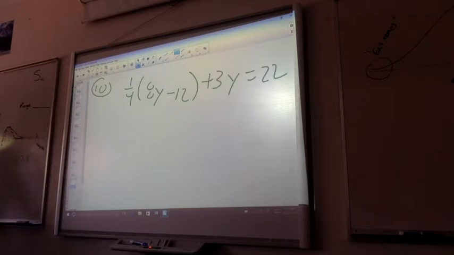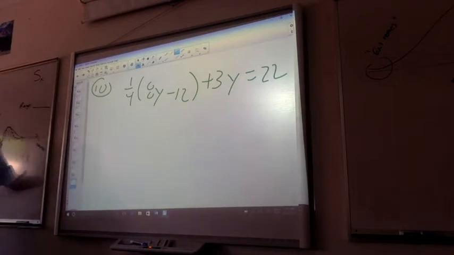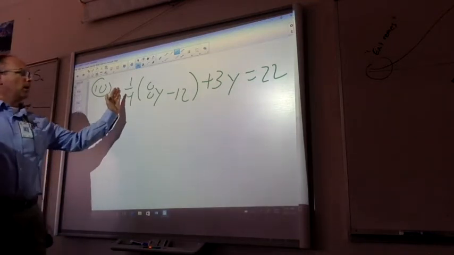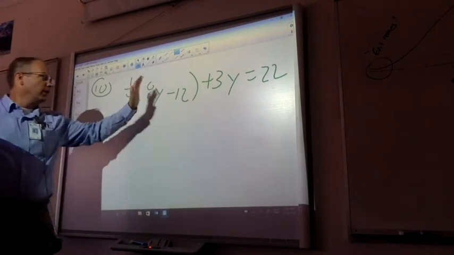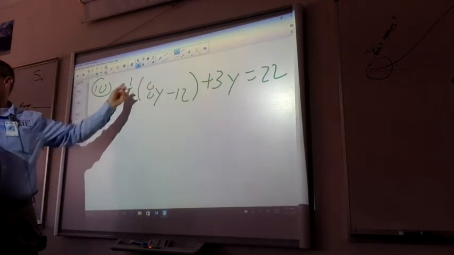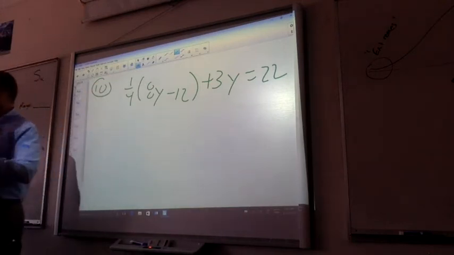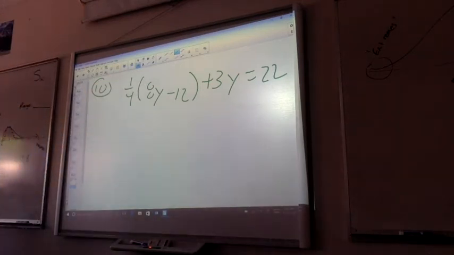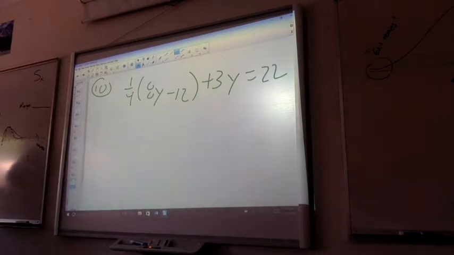A lot of times I would tell you, let's clear the denominator, multiply all three terms by 4 to get rid of the fraction. But this one might be a case where I choose to distribute the fraction. Why would I say that? If I distribute 1/4 to 8, 1/4 times 8 is 8 over 4, and 8 over 4 is what? 2. Okay? So let's see if this is going to work.